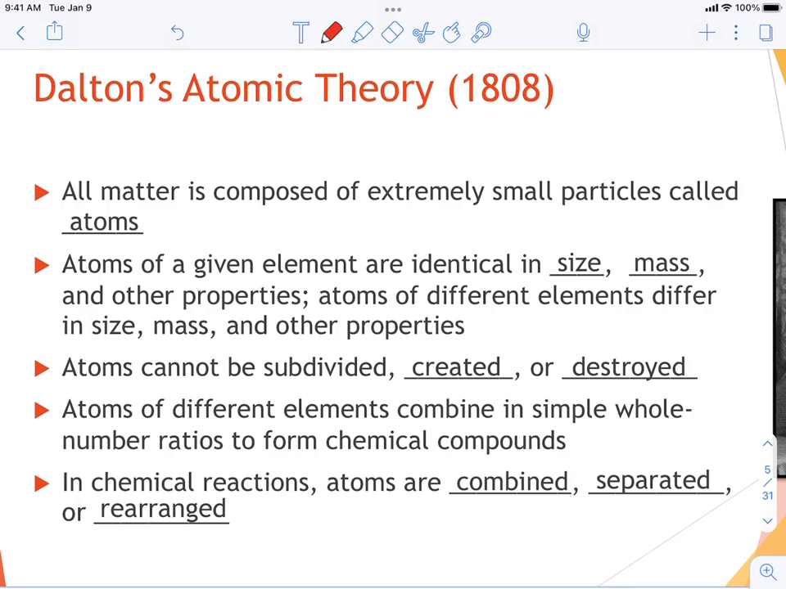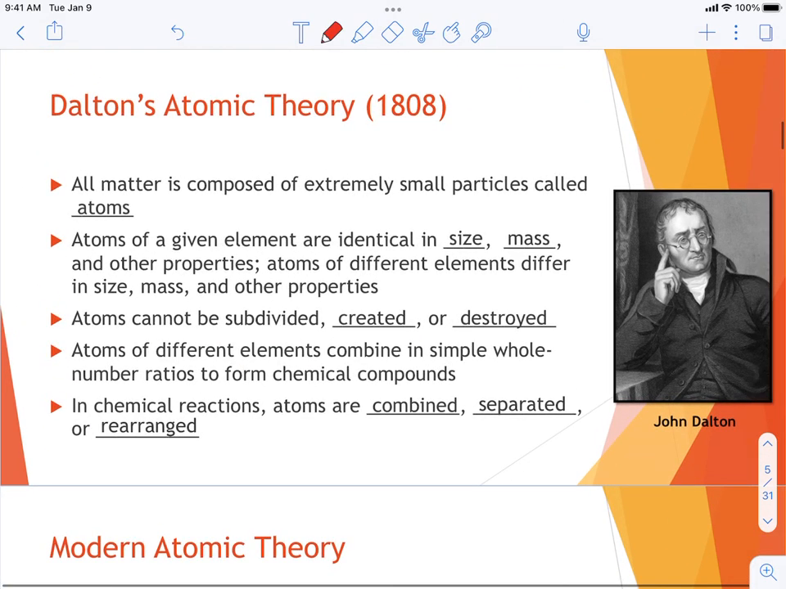We go to someone who you have heard of before, or should have heard of before, John Dalton. And he has 5 main points to his atomic theory. And this was back in 1808, which truly is not that long ago. It's only 200 years. So in the big scheme of things, it's not that long ago. But you want to know these points to his theory.